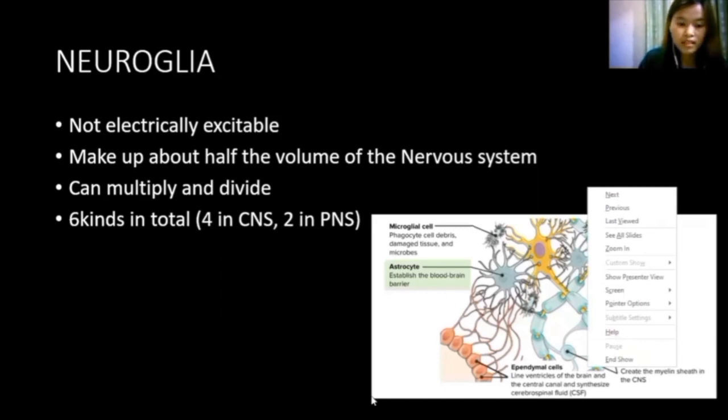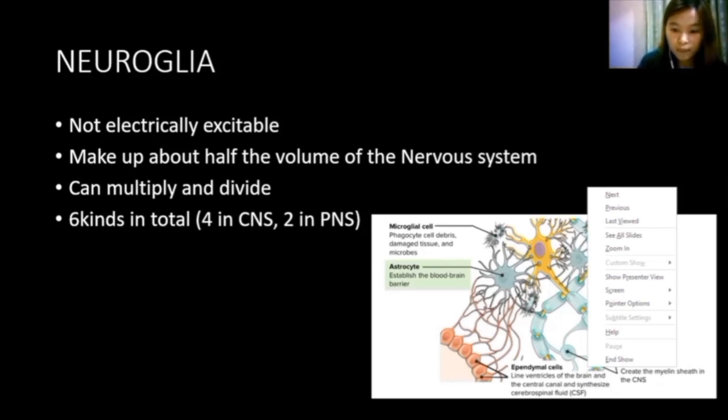Other than excitable cells, we also have neuroglia, which are cells that are not electrically excitable. They make up approximately half the volume of the nervous system. These neuroglia are different from other nerve cells because they can multiply and divide. There are 6 kinds in total. 4 are located in the central nervous system, and 2 are located in the peripheral nervous system. Since we are assigned to discuss only the central nervous system, we discuss the 4 types.